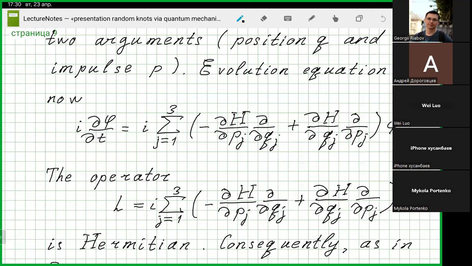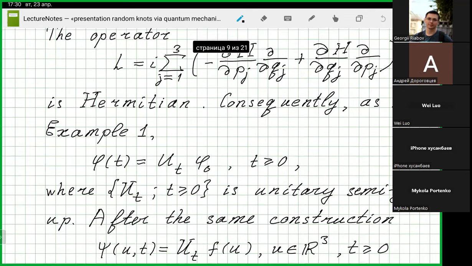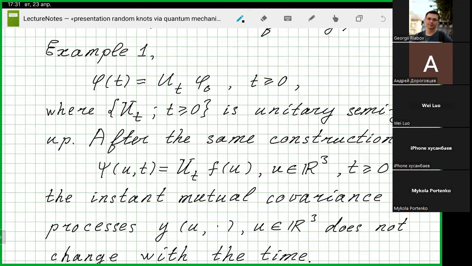And then, exactly as in example 1, phi is again a solution, an image under a unitary semigroup, and we can again construct the functions psi_u(t), define processes Y, and it occurs that these processes are Wiener processes. Every particle moves like Brownian motion, but they have a fixed instant correlation.